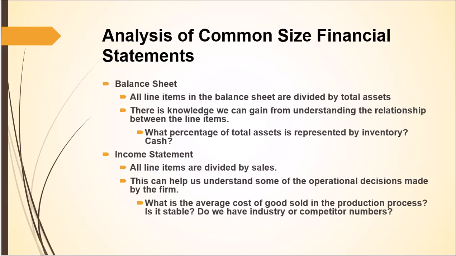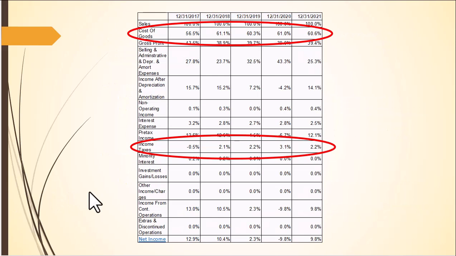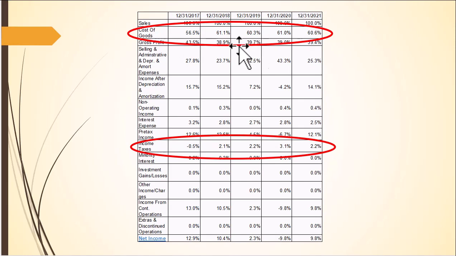So here's a real quick little example of an income statement version. So here's the cost of goods sold. And if you look across the line, we're right around the 60% range. So it's fairly stable that roughly 60% of sales go towards paying for the product, producing the products of the company. Is that number good or bad? Well, it's stable. It's not going up. It's not going down. How does that compare to the industry or to our competitors? That's the next question we would like to ask.